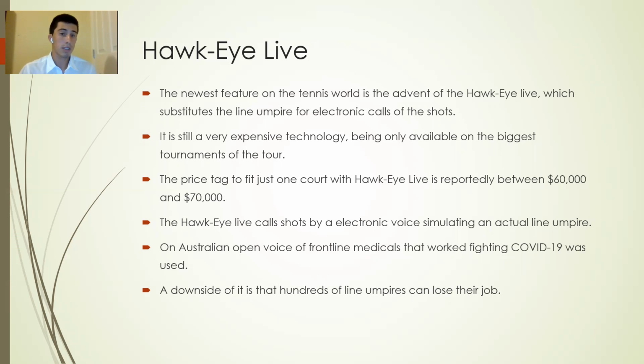The Hawkeye Live is still very expensive technology, being only available on the biggest tournaments of the tour. Even some Grand Slams cannot afford to have it. Only the Australian Open and the US Open use it so far. And the price tag to fit one court with Hawkeye Live is reportedly between $60,000 and $70,000. So imagine placing that around the 14 or 15 courts that they normally use to make a tournament like this.